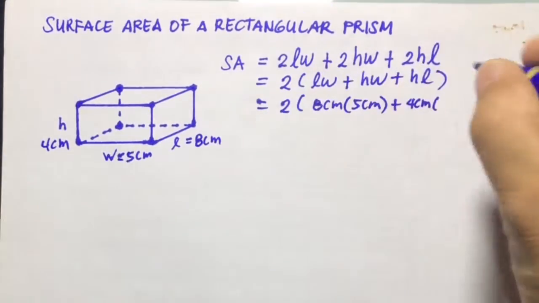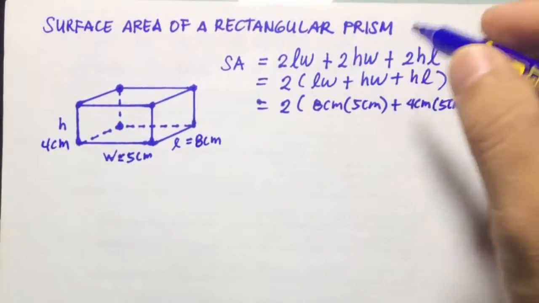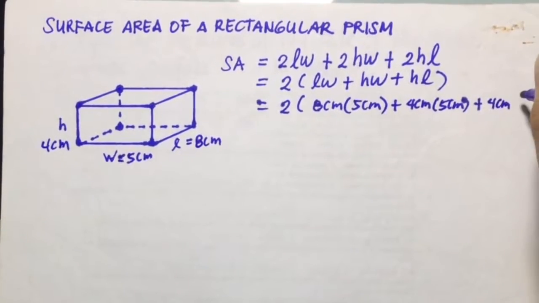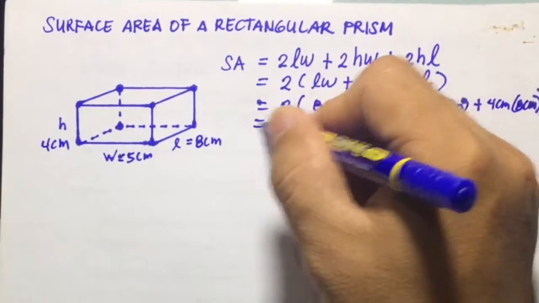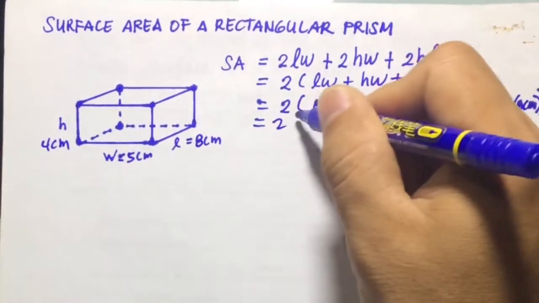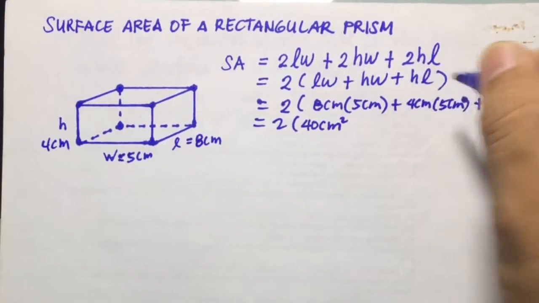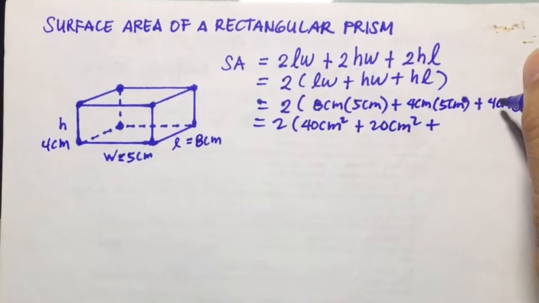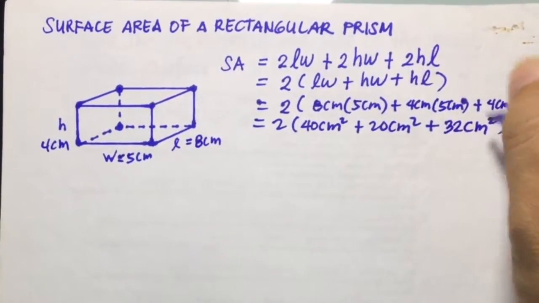times the width 5 cm. Then this is plus height, which is 4 cm, then times the length, which is 8 cm. Then 8 cm times 5 cm will be 40 cm squared. Then 4 cm times 5 cm is 20 cm squared. Then 4 times 8 will be 32 cm squared.